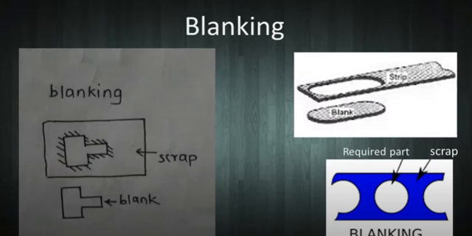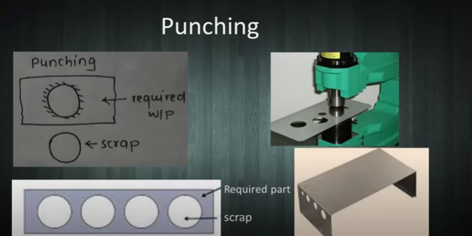The next operation is blanking. Here blanking operation is shown. When the material is cut down from the sheet, it is called blanking operation. The next operation is punching operation. In punching operation, holes are produced. The material which is removed from the sheet metal is known as scrap. Here a punching machine is shown.